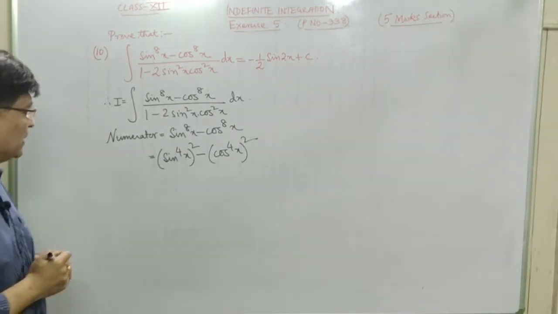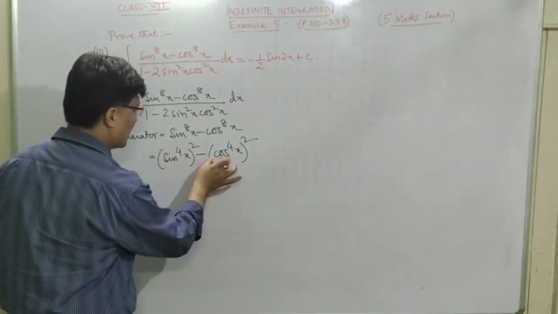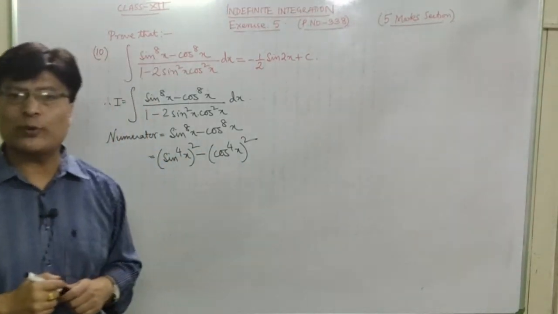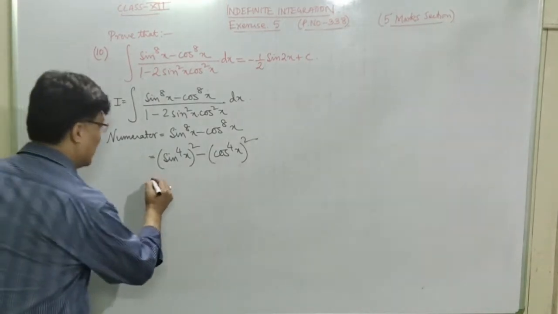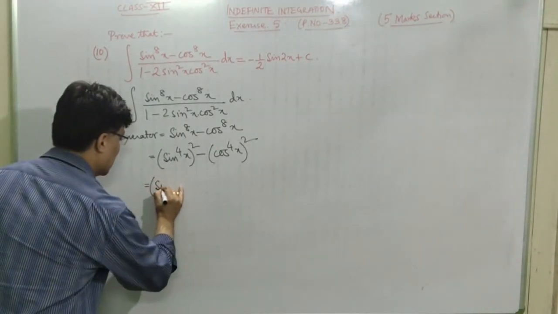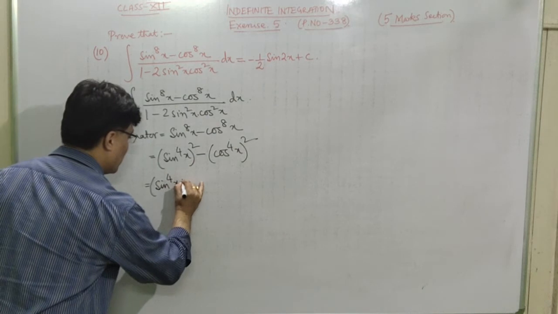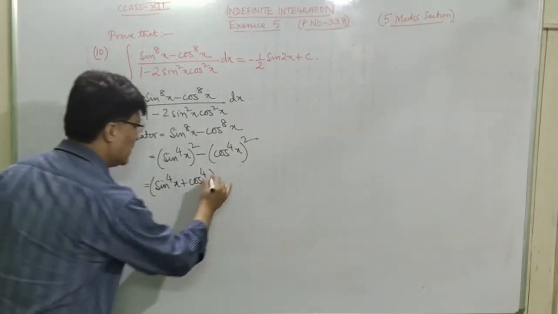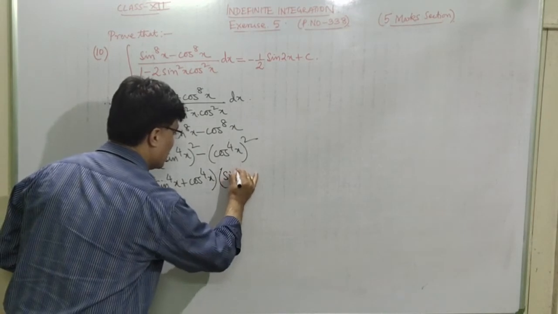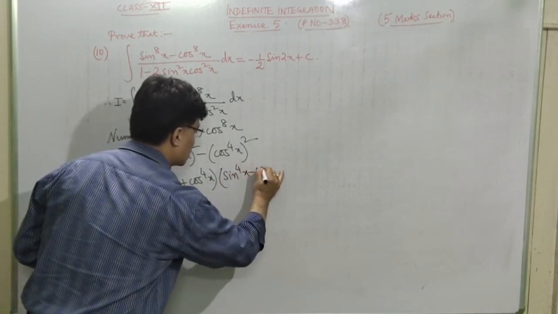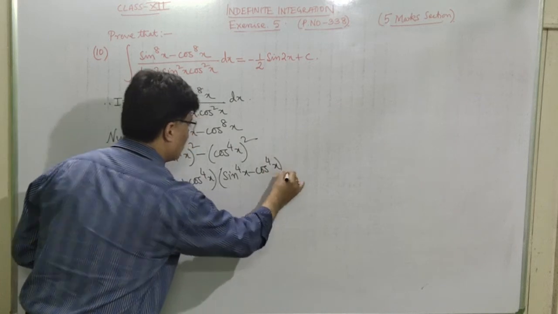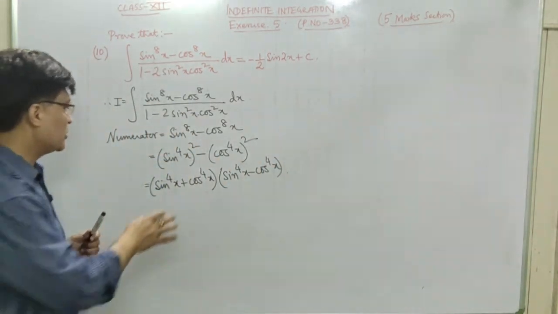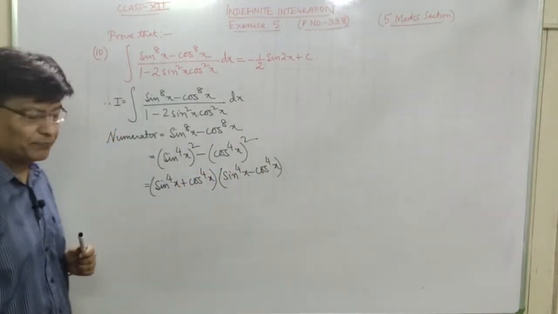Understood? Now here this is your a square minus b square. So what is a square minus b square? a plus b into a minus b, that is here sin to the power 4x plus cos to the power 4x, that is your a plus b, into what is a minus b? It is sin to the power 4x minus cos to the power 4x. Is that understood now? So this is your a plus b into a minus b.